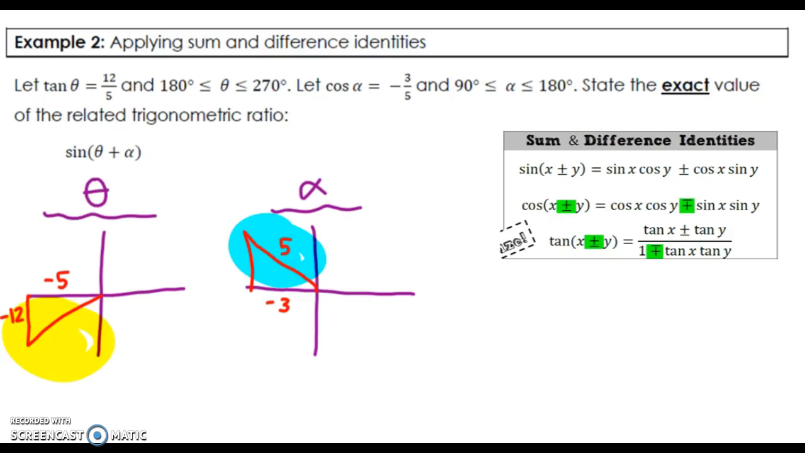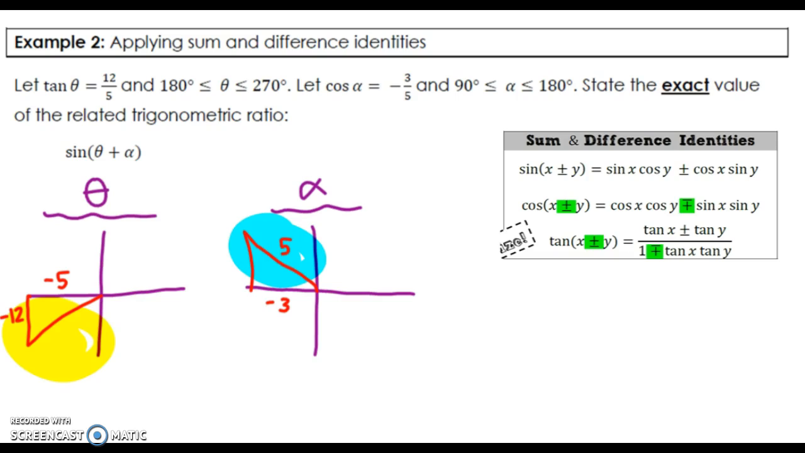Okay, for example 2, you're going to be given a little bit of information, and you're going to use your sum and difference identities to kind of navigate through. So it says this angle theta, its tangent ratio is 12/5, and it's located in between 180 and 270 degrees. If you look at my picture, it's the yellow portion.